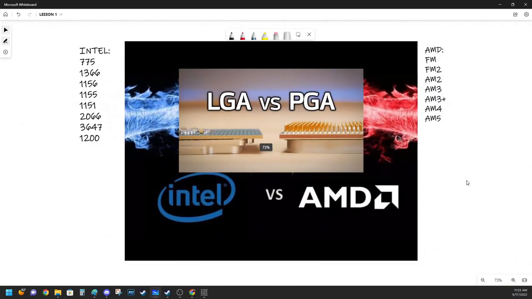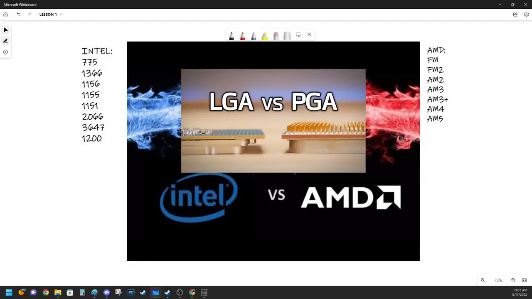Now, there are certain terms too that you're going to find on your A+. CompTIA loves to ask about server specifics. Like, which one is a server chip? So Intel's server chip is called a Xeon processor.